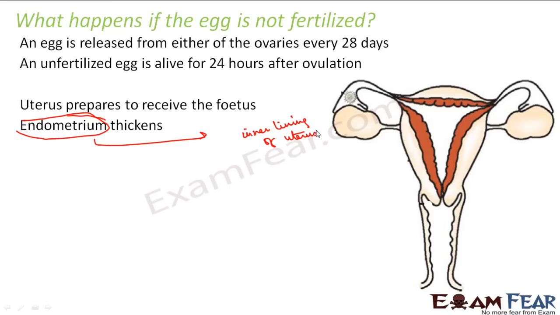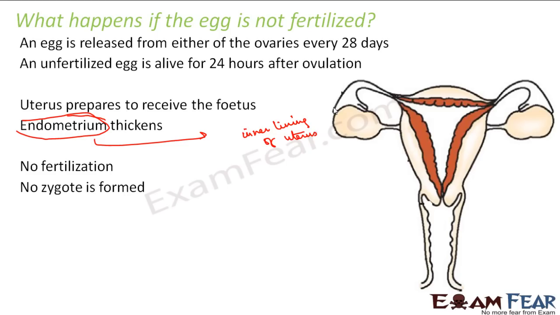But now let us suppose that no fertilization takes place. Let us suppose that even though this egg was released by the ovary, there was no sperm who could actually fertilize it within 24 hours. So in that case, no fertilization took place. Now if no fertilization took place, that means no zygote is formed. Now what will happen to the egg? The egg will degenerate itself. So the egg will vanish.